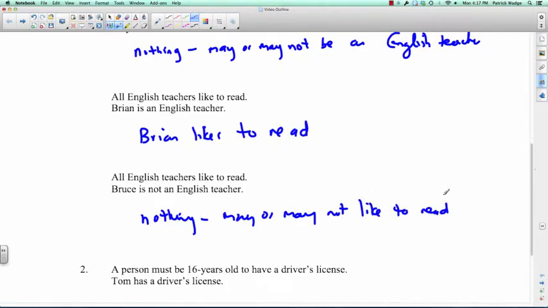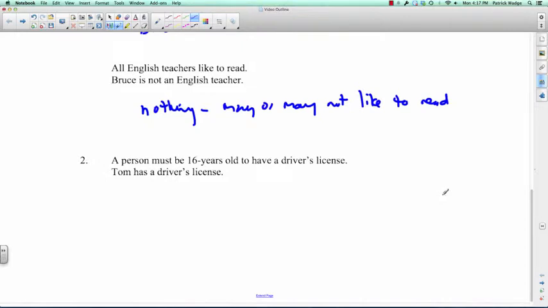Okay. Second one, now we're talking about driver's licenses. A person must be 16 years old to have a driver's license. Tom has a driver's license. So, is there anything you can say about Tom? Yeah, there is. If Tom has a driver's license, Tom is 16 years old. Is that it? No, you could say Tom is at least 16 years old, or Tom is 16 years old or older. Right? We don't know for sure he's 16, but he's at least 16 because he has his driver's license. And you have to be 16 to have a driver's license.